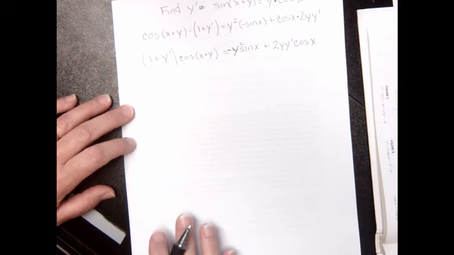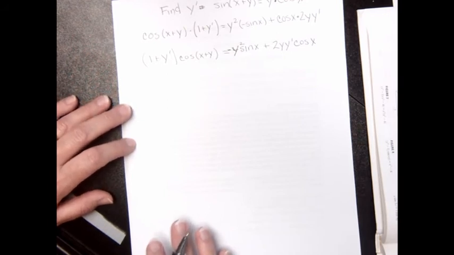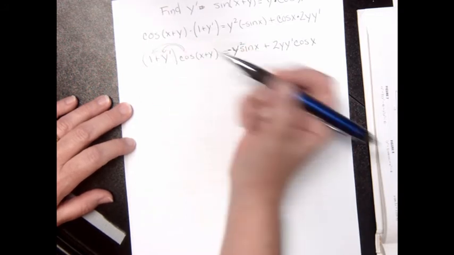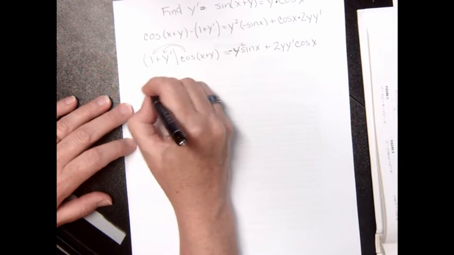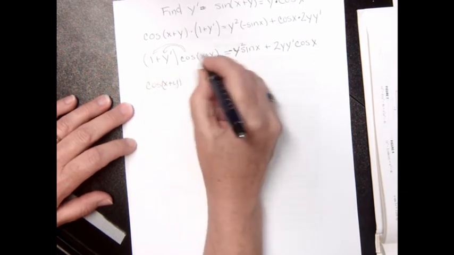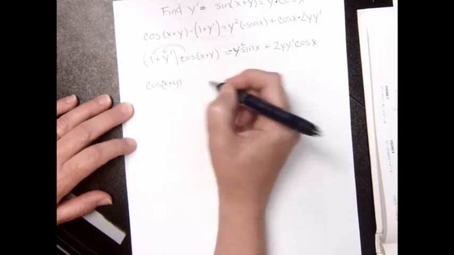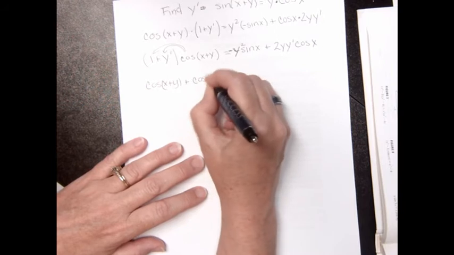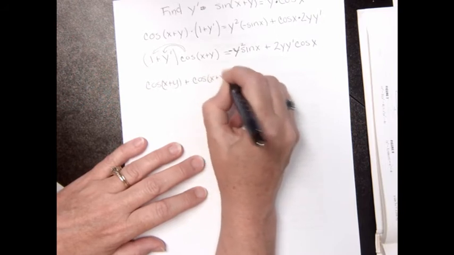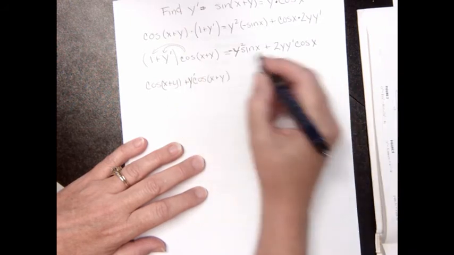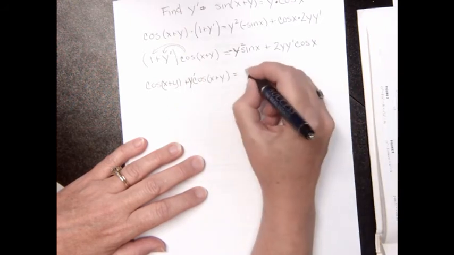All right, and still not too nice looking, so I need to multiply this in to each one of these here. So I'm going to have cosine x plus y. I can't distribute this because this is just part of cosine. Plus cosine x plus y times y prime. I'm going to put the y prime in the front. All right, equals.